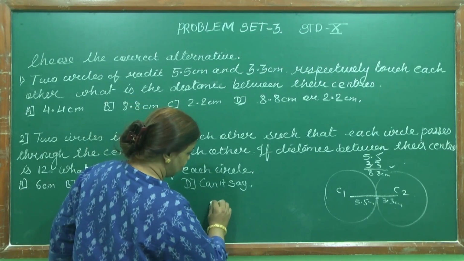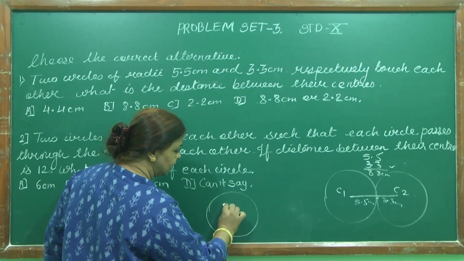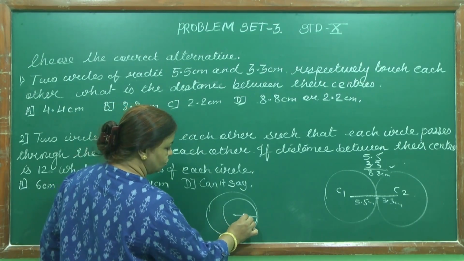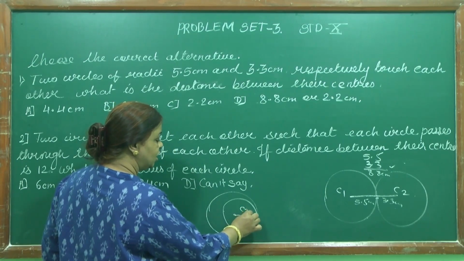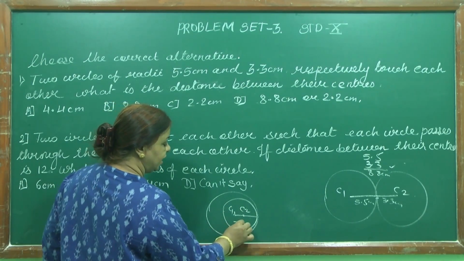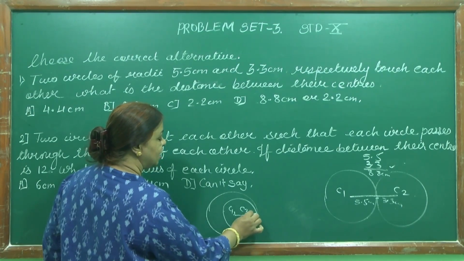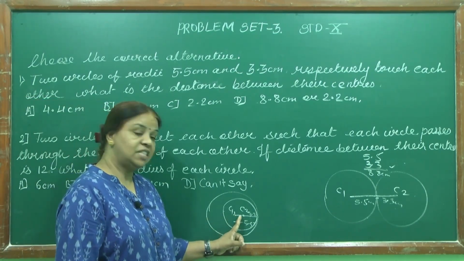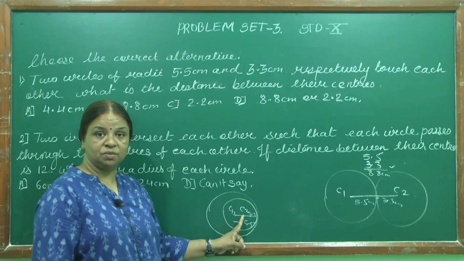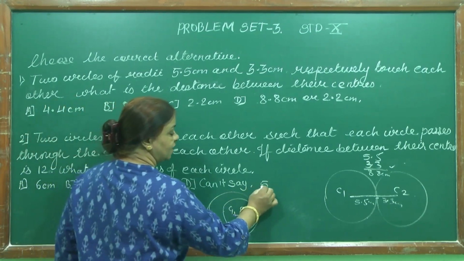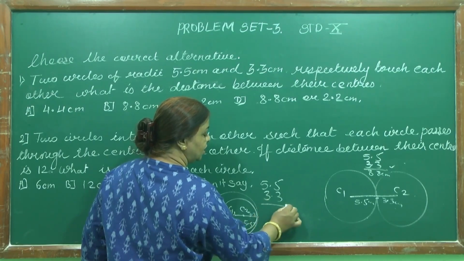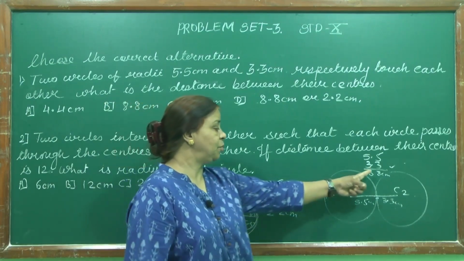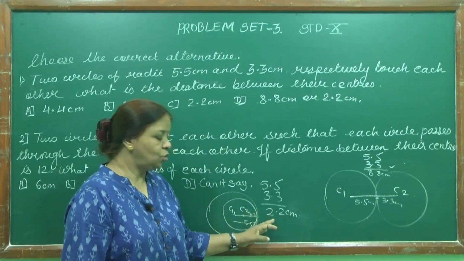So let me draw a diagram where the circles are touching internally. The radius of the big circle is this and the radius of the smaller circle is this. So this is center 2 and this is center 1. Radius of the big circle is 5.5, radius of the smaller circle is 3.3. So what is the distance between their centers? It would be the difference between their radii. So 5.5 minus 3.3 would be 2.2 centimeter. So there can be two possible answers, 8.8 or 2.2.